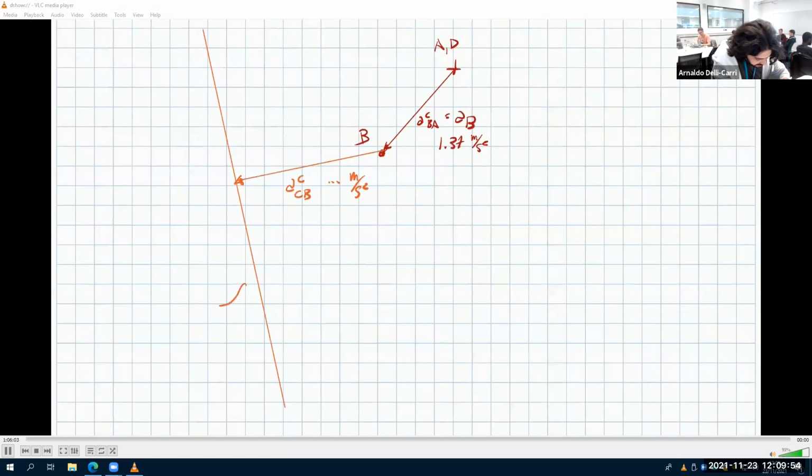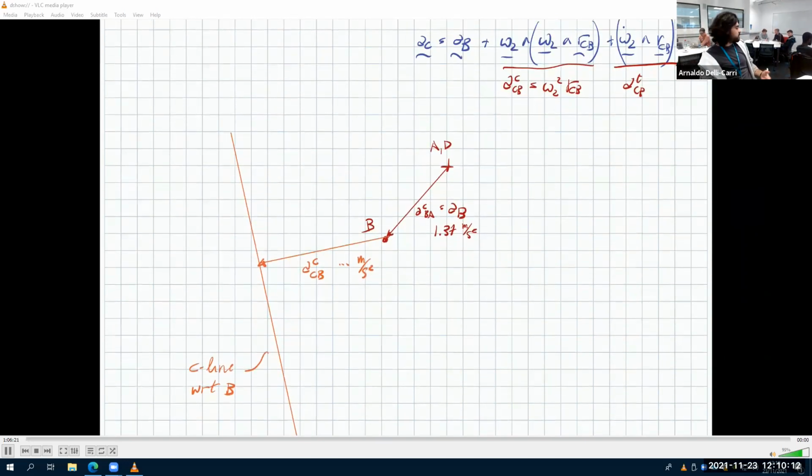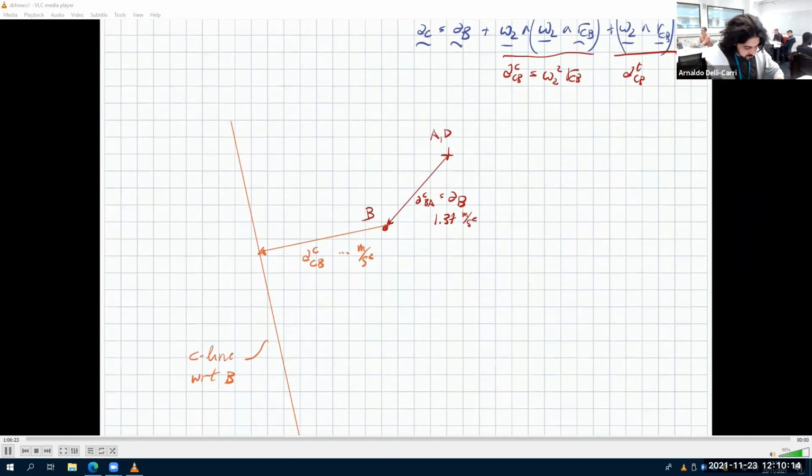This one is ATCB, whatever this vector is. And this is the C line. Well, let's call this the C line with respect to B. And now we do the same with respect to D.